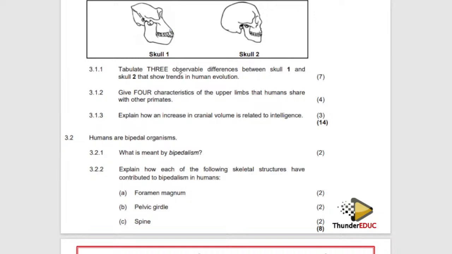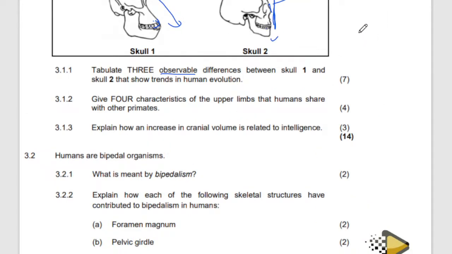So here they're saying observable, what you can see. So you can talk about this. Yes, here you can talk about the canine, you can see them clearly. You can talk about the flat, sloping face here. You see what you observe, not what you crammed from your teacher. You talk about what you see, what you observe. Four characteristics of the upper limb. That's what I talked about. Don't just go to the paper and think, yeah, I know everything. No. Talk about what is here. They are specific.